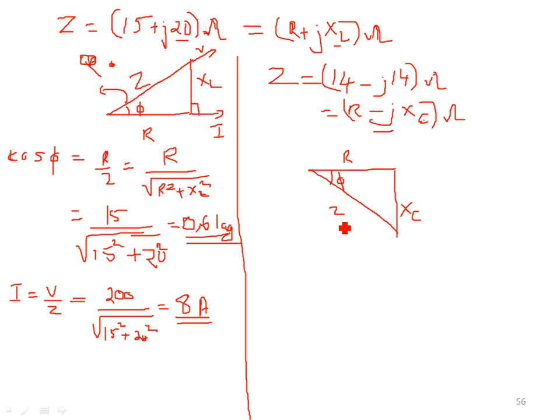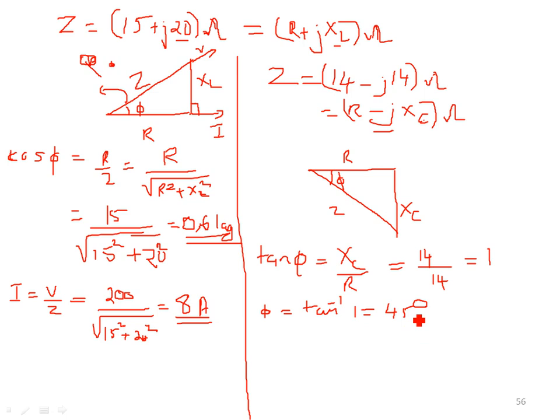Now, first step. Here I will go with a different method. First step, you need to find phi. How to find phi? If you are taking tan phi from the triangle, tan phi is equal to vertical by horizontal. That is XC divided by R. XC is 14 as well as R is 14. So, it is 14 by 14. Answer is 1. Therefore, phi is tan inverse 1. Tan inverse 1 is 45 degree. Now, you got the angle as 45 degree.